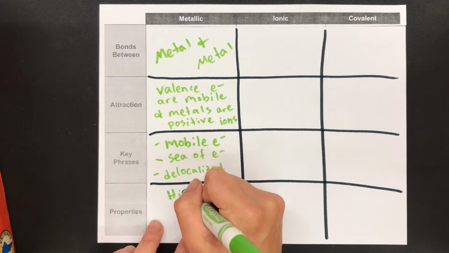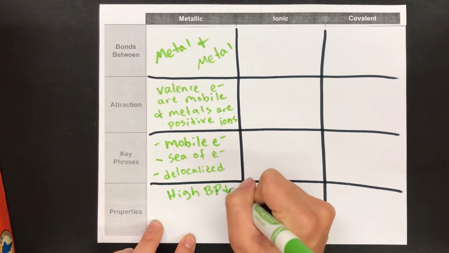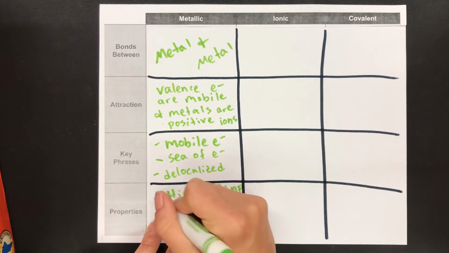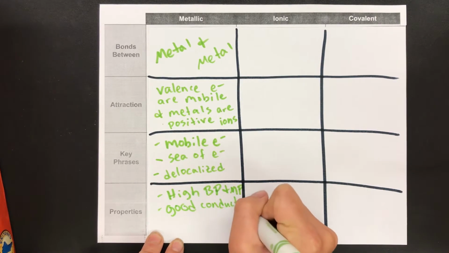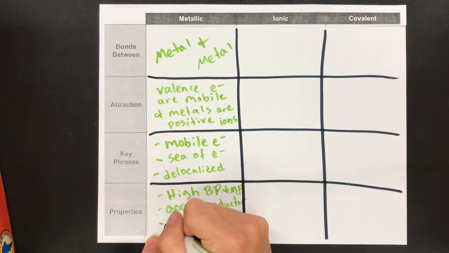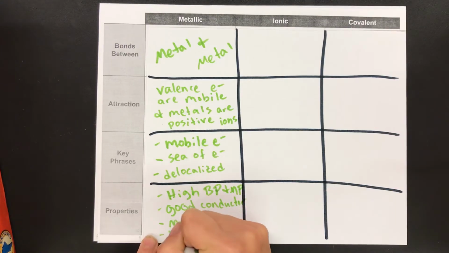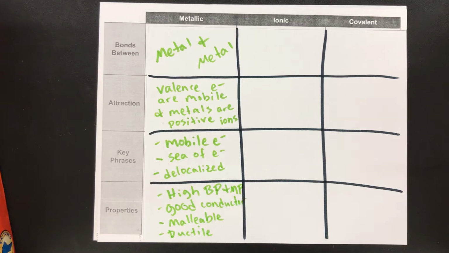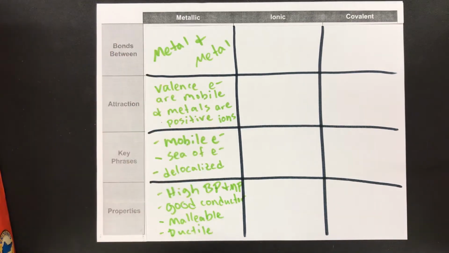They have high boiling points and melting points. Good conductors. Malleable and ductile. Okay, remember those 2 words pretty much means it can be hit or shaped to form certain shapes that you need. Okay, that is metallic.